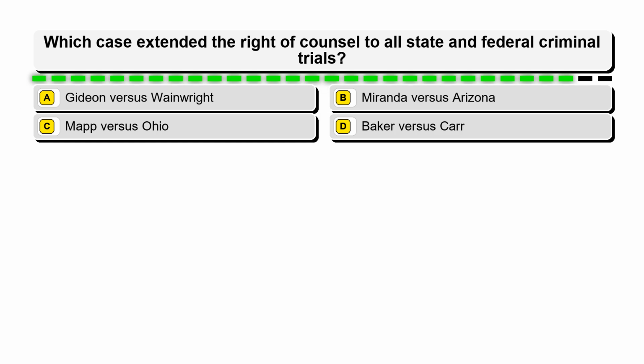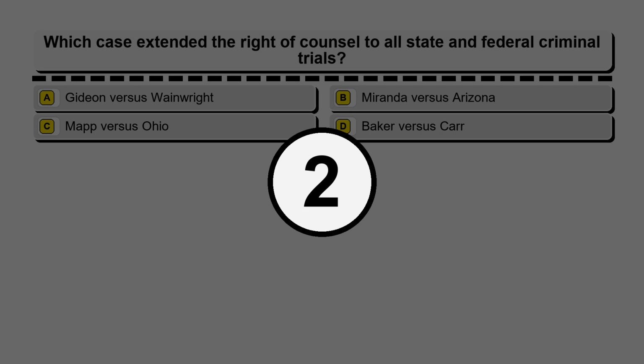Question 25. Which case extended the right of counsel to all state and federal criminal trials? Option A, Gideon v. Wainwright. Option B, Miranda v. Arizona. Option C, Mapp v. Ohio. Option D, Baker v. Carr.